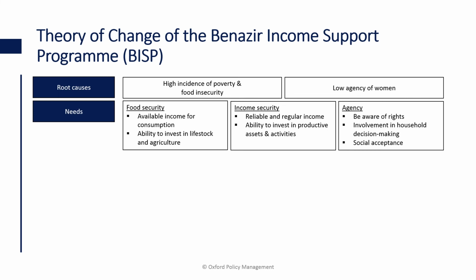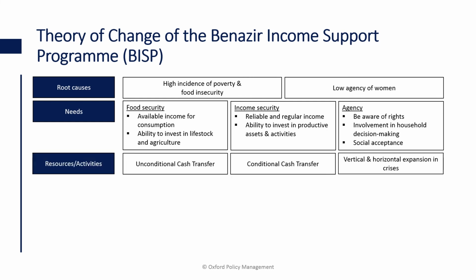In addition, families need to be able to rely on regular streams of income to be able to invest in productive assets and activities such as starting their own small business. Lastly, women in Pakistan were looking for greater agency to be better aware of their rights, socially accepted and involved in household decision making. In this regard, BISP is one of the major programs designed around increasing the empowerment and agency of women. That is why women are the primary beneficiaries.